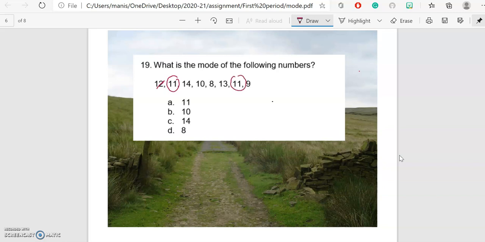What about 14? No, 14 is not the answer. So eliminate it. What about 10? No. What about 8? No. So our answer is what? 11 is the mode for this question. So whenever you see multiple choice, use the strategy: eliminate the choices which you don't need and pick the correct one.